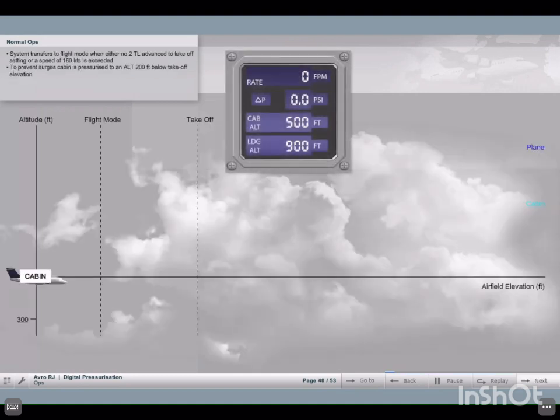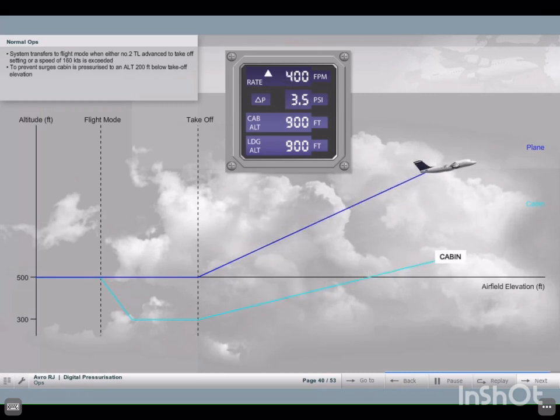In flight, the pressurization system transfers to flight mode when either number 2 thrust lever is advanced to a takeoff setting or a speed of 160 knots is exceeded. To prevent pressurization surges, the cabin is pressurized to an altitude 200 feet below takeoff elevation. Cabin altitude is increased in accordance with the climb schedule.